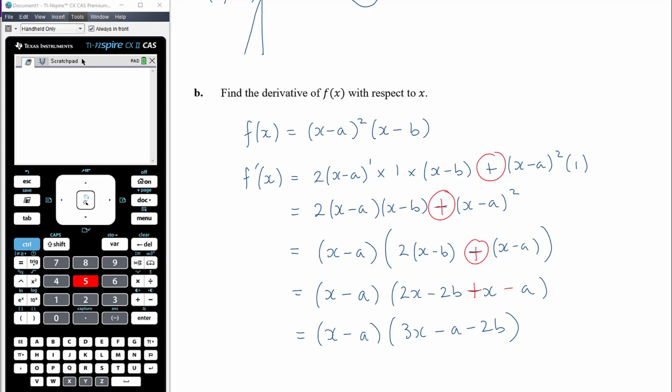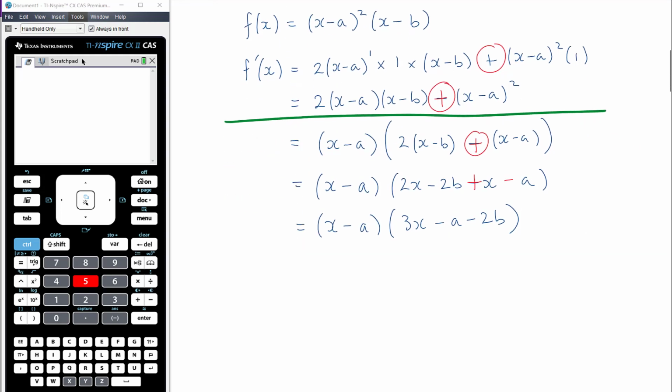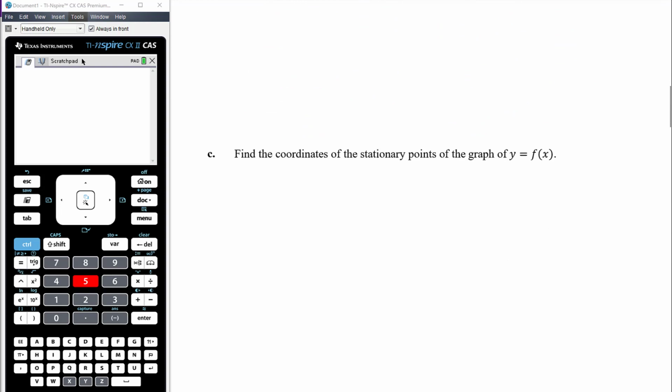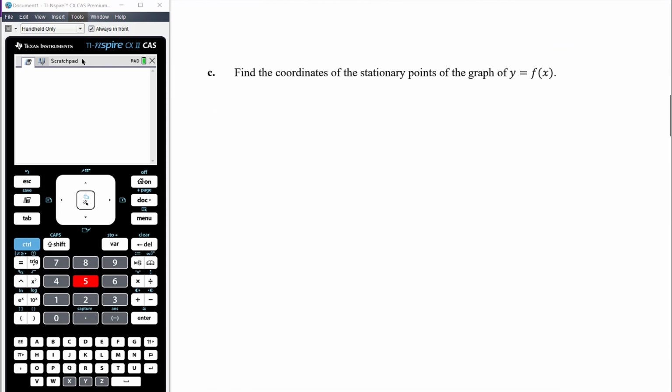Okay, as I said, in terms of having answered this question, we could have stopped up here, but having factorised it fully is going to be helpful in the next part, and you would just need to do that factorisation in the next part anyway. Okay, so the next part is to find the coordinates of the stationary points. So that's going to be about solving our derivative equal to 0.